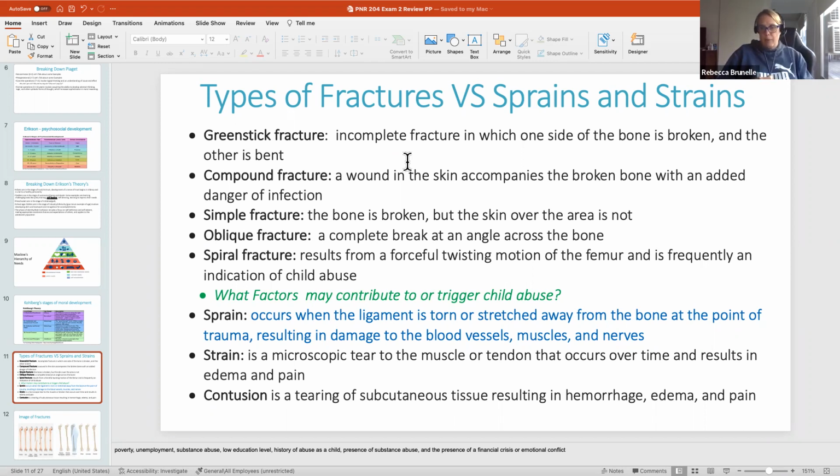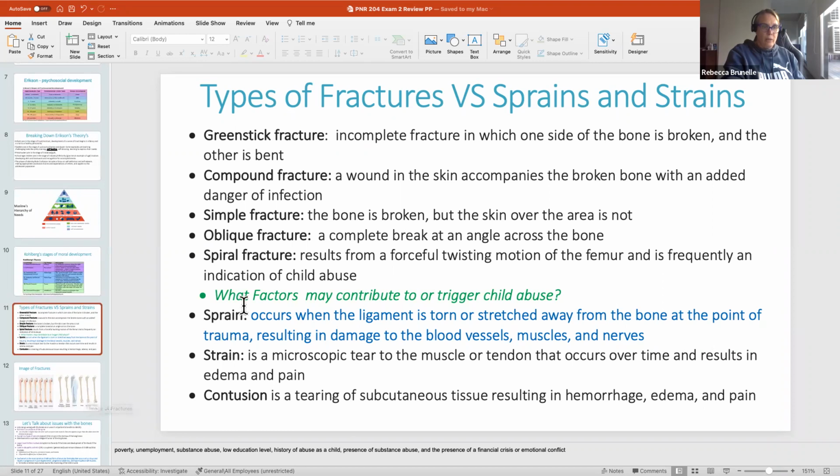So when we're talking about injuries to children, there's obviously the fracture, and then there are soft tissue injuries. Sprains, strains, and contusions are the three different categories of soft tissue injuries. A sprain is when the ligament is torn or stretched away from the bone. A ligament is the connective tissue that connects bones to bones. A strain is a microscopic tear in the tendon, and the tendon connects muscle to bone. And a contusion is the rupture of subcutaneous capillaries or blood vessels that causes the bruising and discoloration.